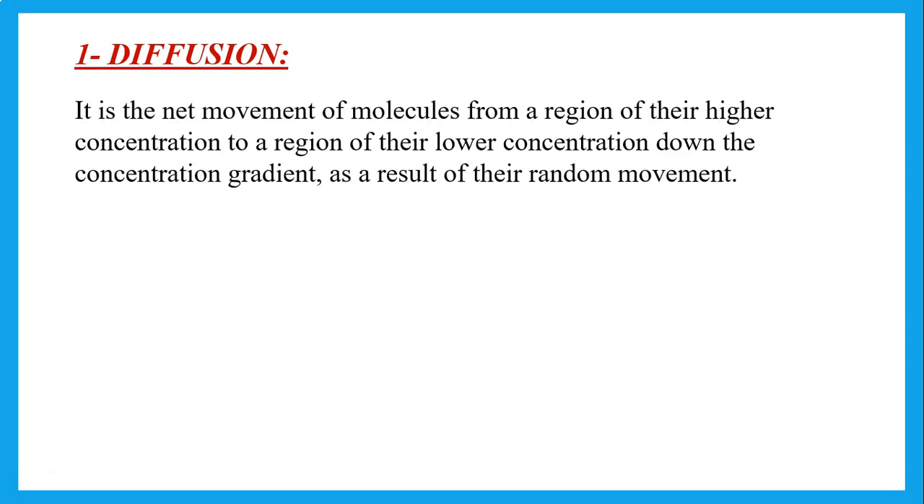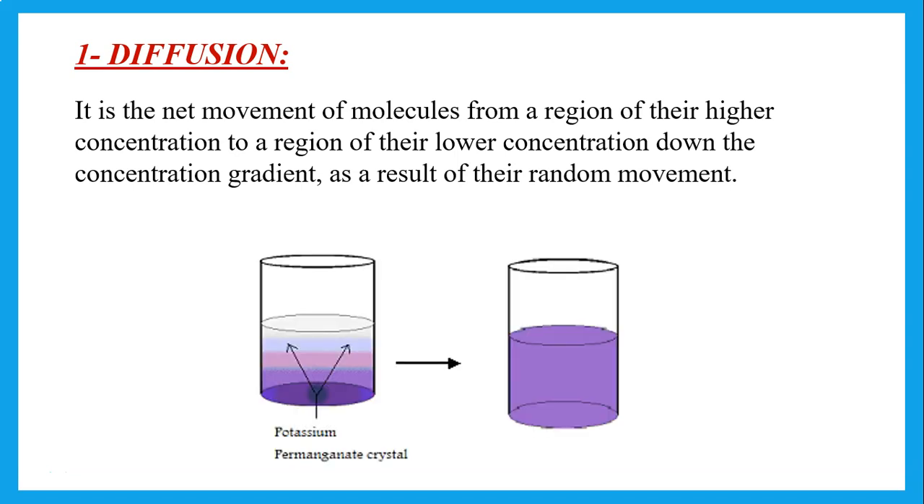What is diffusion? Diffusion is the net movement of molecules from a region of their higher concentration to a region of their lower concentration, down the concentration gradient, and this is a result of random movement. So what does that mean?